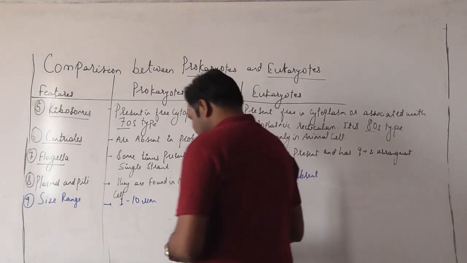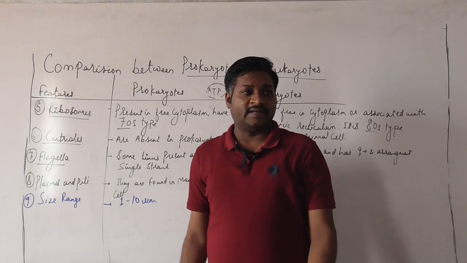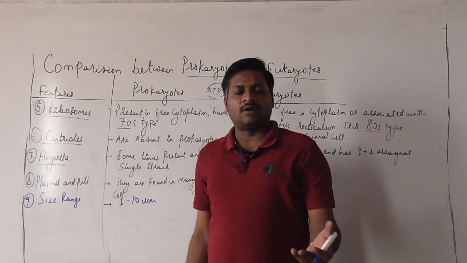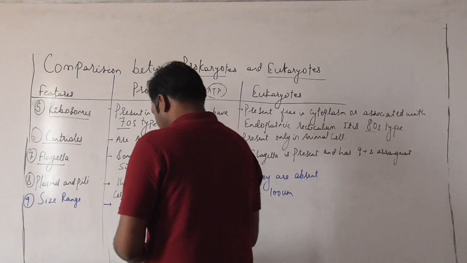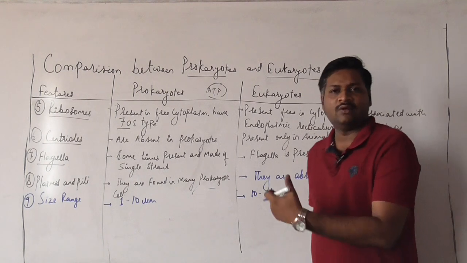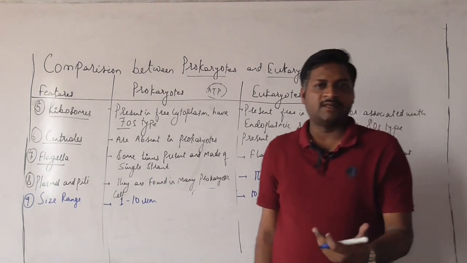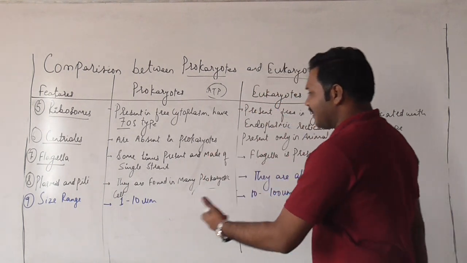The next, it may vary up to meters also. Around 1 meter, that is the size of the nerve cell. So it will vary. That is a common range we take when we look at the cell as a minute cell which cannot be seen by the naked eye, right? Microscopic view. So we have this type of ranges.